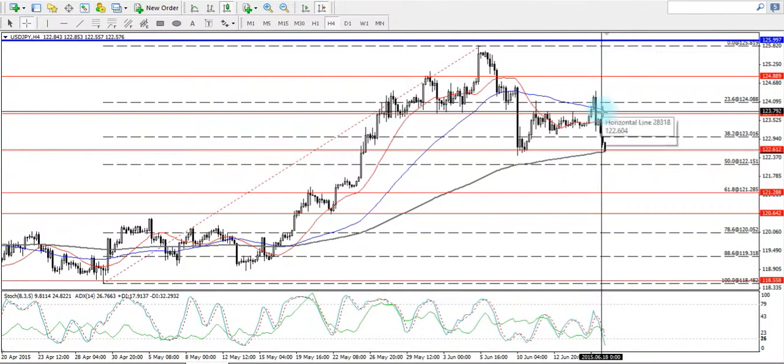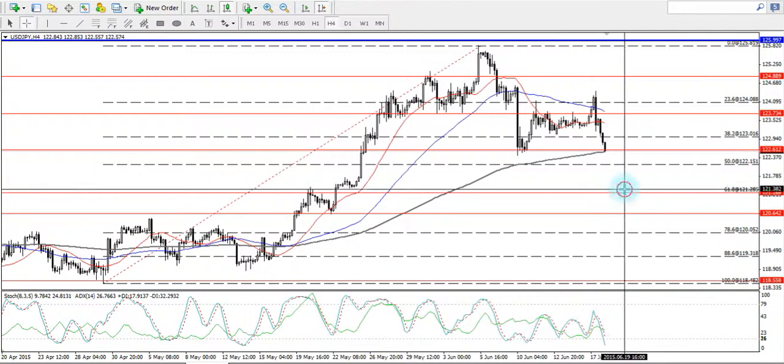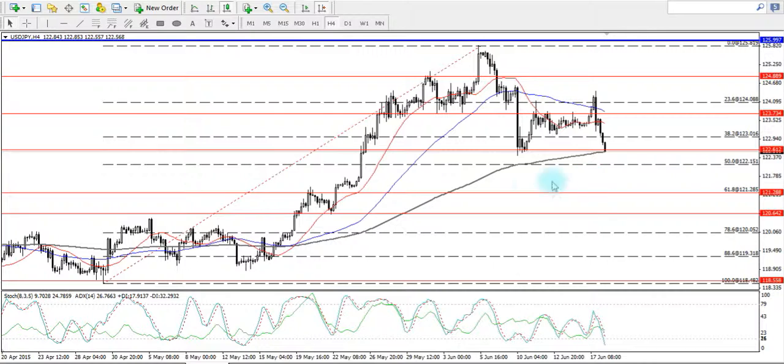Right now we are seeing the price is being supported at the key support level, the price of 122.61. At the same time, the 200 moving average might bring a little bit of retracement here, but my take is that price may just break below the 200 moving average and the current support level, all the way till it touches the retracement level of 61.8% at the price of 121.28.